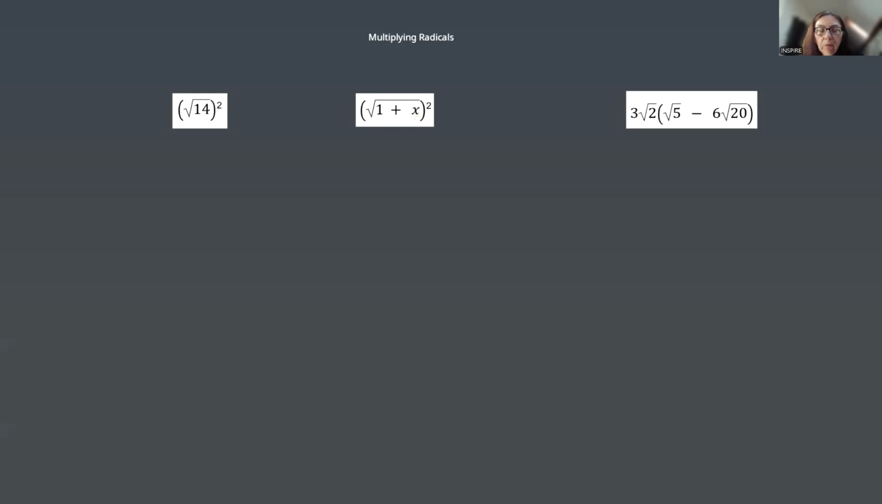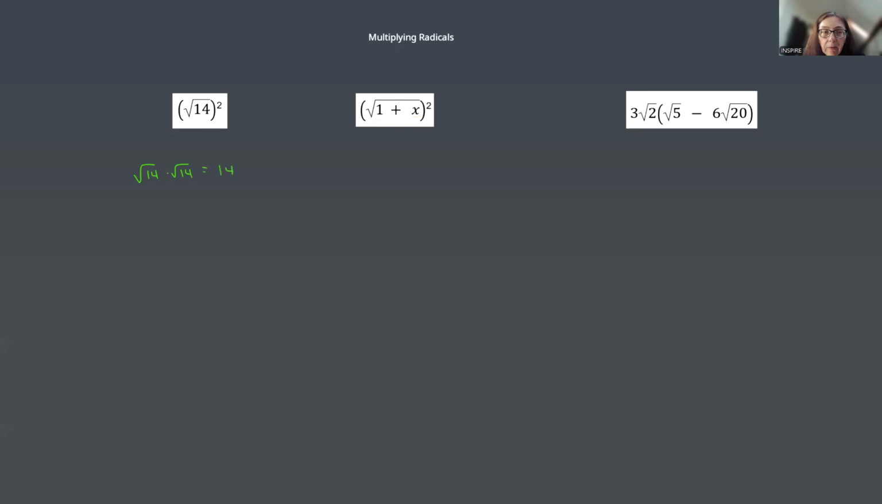I started with the square root of 14 squared. I want you to remember this. The square root and the square eliminate each other, so that answer is actually 14. So when you square a radical, you'll get what's underneath.